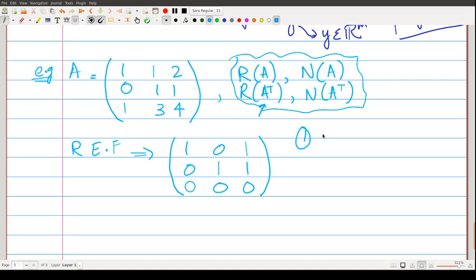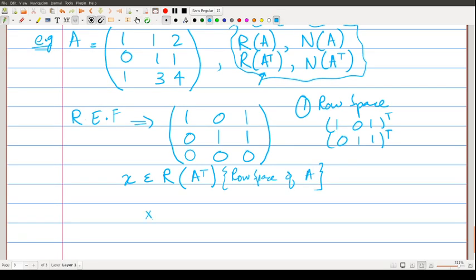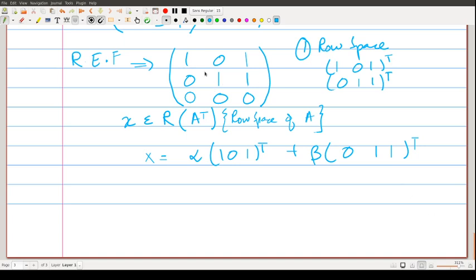And so once you've reduced these to the row echelon form, you immediately get two things. The first thing that you get is the row space. The row space that you get from this is, of course, 1, 0, 1 transpose and 0, 1, 1. These are the basis vectors for the row space. So if X belongs to the row space, and row space is of course the column space of A transpose, or in other words the row space of A, then X is simply alpha times 1, 0, 1 transpose plus beta times 0, 1, 1 transpose, right? So that's the basis for the row space, right? And the next thing is, let's find a basis for the null space, and finding a basis for the null space is again easy once you have the row echelon form.